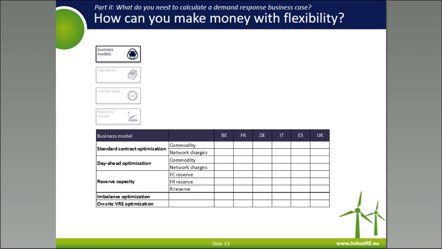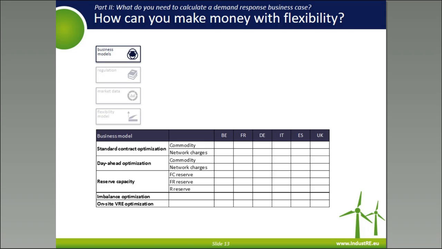The first one is standard contract optimization. It's the simplest example. Even at household level, you could do something like that. Basically, if you have a day tariff and a night tariff, and you can move a bit of your electricity consumption from the day to the night, you can make money.